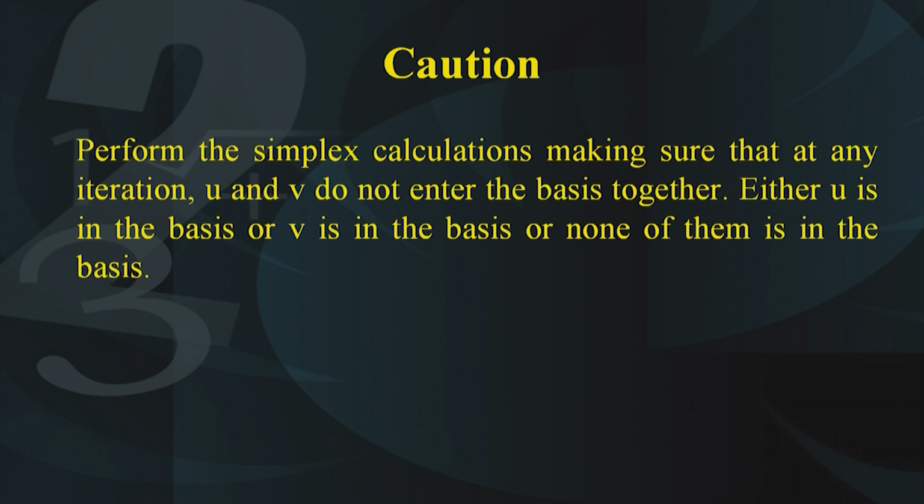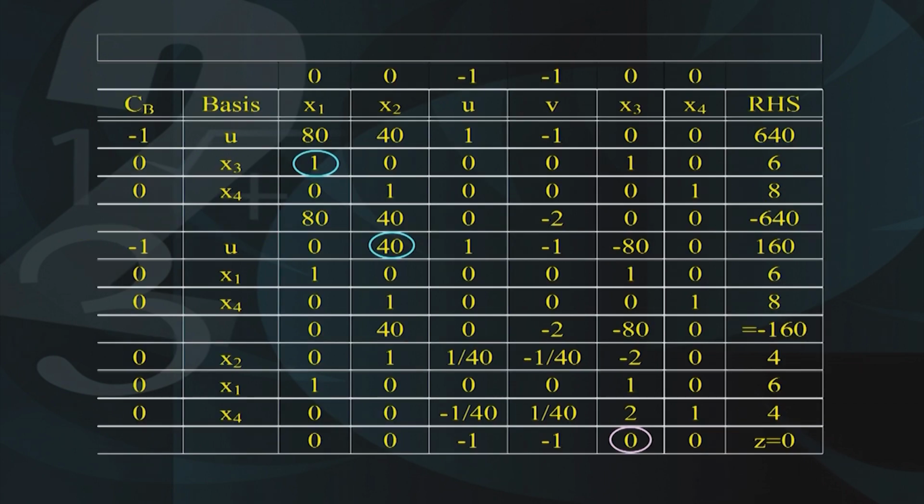Either u should enter the basis or v should enter the basis. So we have to make sure that this condition holds in the entire simplex calculations. In this table I have illustrated the simplex calculations, and as you can see, at each iteration we get either one of the variables u or v into the basis, and at some iterations both of them have left the basis.